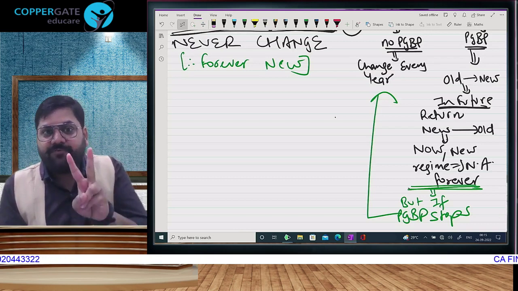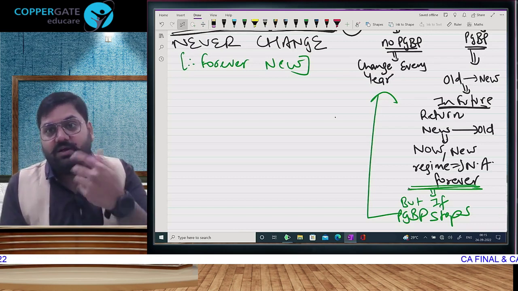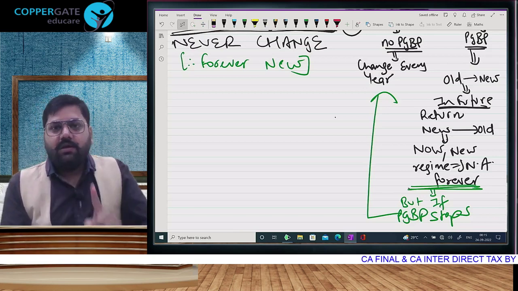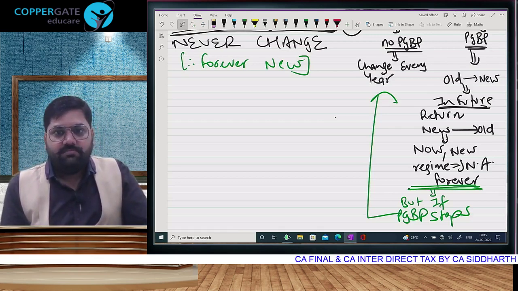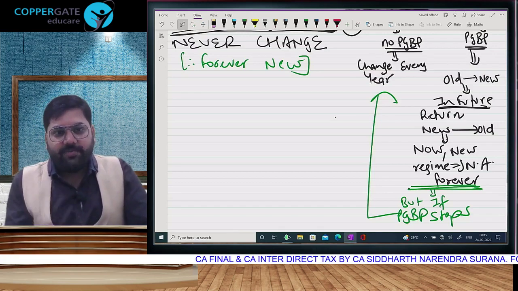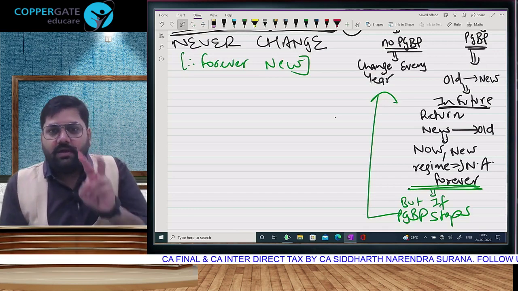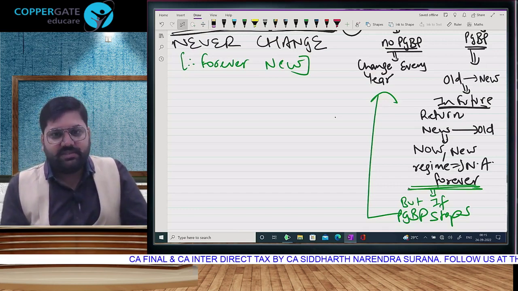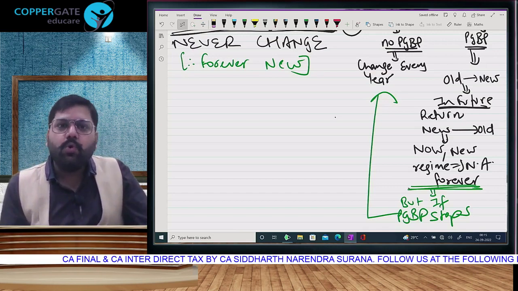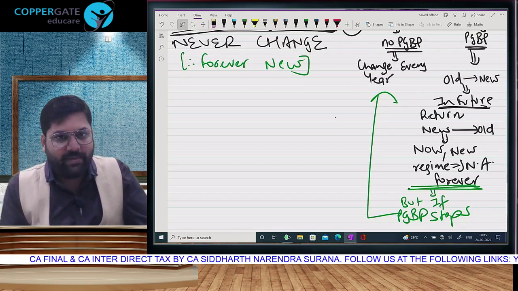And then there are 2 differences, but only in 115BAC. So the other 3 are the same here also. What are the 2 differences? Difference number 1, in 115BAC, resident and non-resident both are going to be allowed. But in the remaining 3, it has to be domestic, resident, cooperative society or domestic company. And in 115BAC, the second difference is that in the other 3 you cannot change. Once you take new, you will always remain in new. You cannot go back to old.